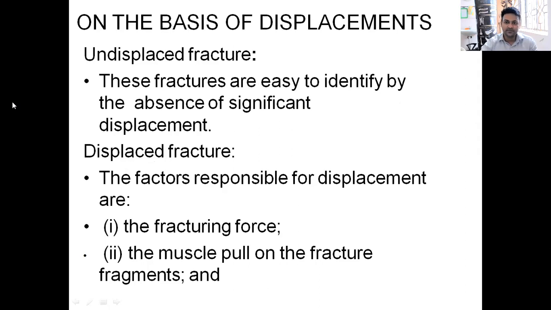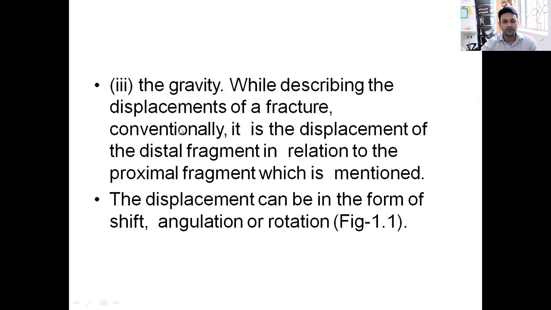On the basis of displacement, the fractures are classified as undisplaced fractures. These fractures are difficult to identify in the absence of significant displacement. Displaced fractures: the factors responsible for displacement are the fracturing force and the muscle pull on the fracture fragments, also called deforming forces. The third is gravity. While describing the displacement of a fracture, conventionally it is the displacement of the distal fragment in relation to the proximal fragment which is mentioned.